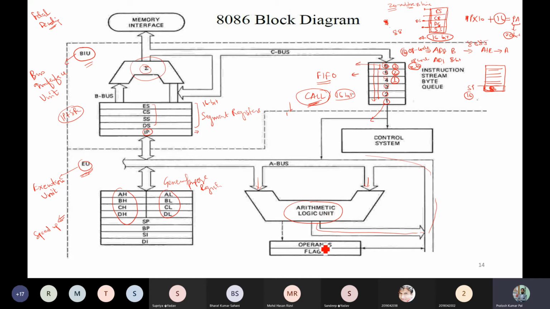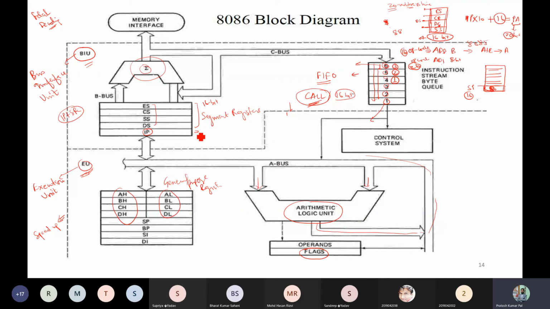And here also some operands are there. There will be a flag register also. So whatever arithmetic and logical operations are performed, the status will be assigned by the flag registers, and this is also given to the data bus, and this data bus will store the flag status also. So this is the basic overview of the 8086 block diagram. This is the simplified one, just for understanding.